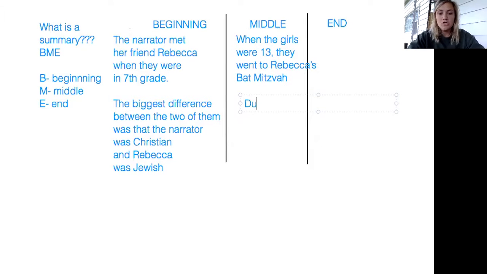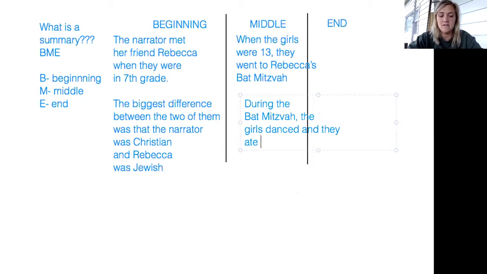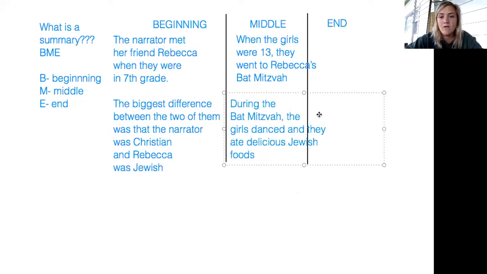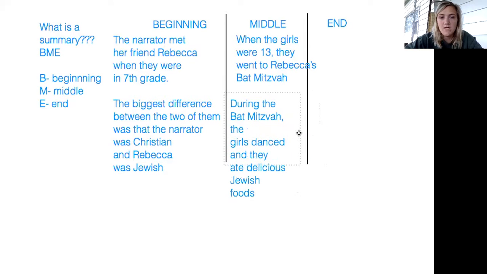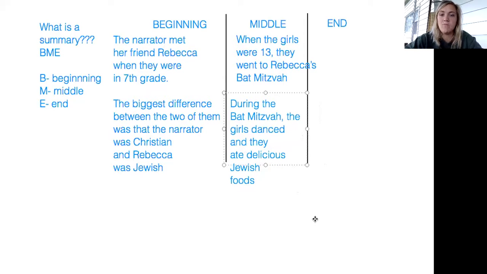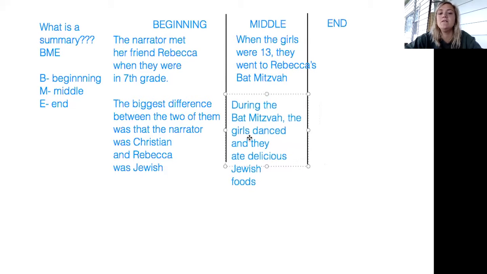So, during the bat mitzvah, the girls danced and they ate delicious Jewish foods. All right, there we go. So far, so good. So in the middle, what had happened was when the girls were 13, they went to Rebecca's bat mitzvah, and during the bat mitzvah, they danced and they ate delicious Jewish foods.